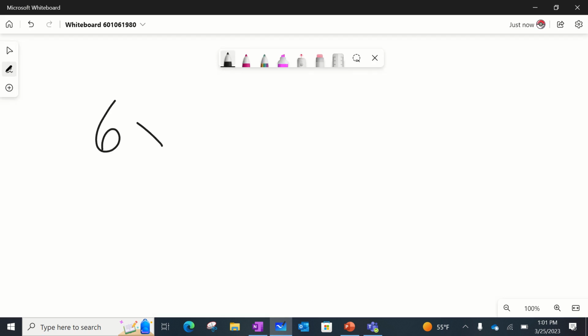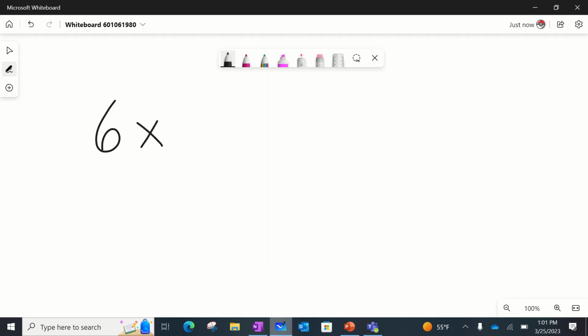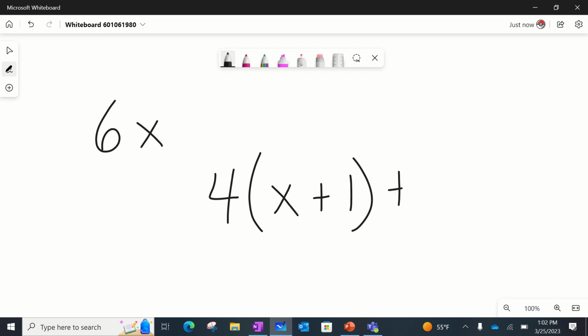So it's going to be 6 times x, because everybody needs to pay for the museum. Only 4 friends are going to visit the mummy, okay? So 4 friends will pay for the museum plus the $1 for the mummy, plus 2 friends who are only going to go into the museum, because remember, 4 plus 2 is 6. So this is how this is written.